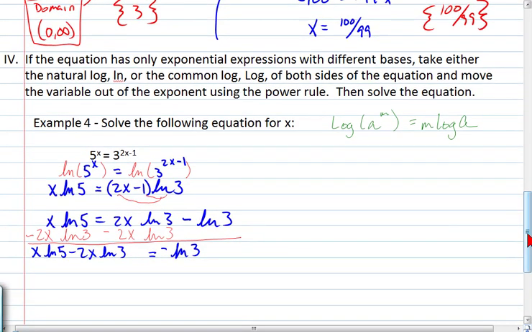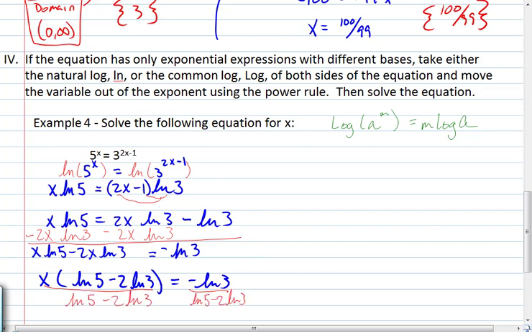Anyway, now that we have just one variable on, we can factor out one variable on the left, and that gives us the natural log of 5 minus 2 natural log 3 equals negative natural log 3. These are just numbers. And I can divide this off and get the x by itself. What you do to one side, you have to do to the other. At this point, I'm going to move it up here, and our exact answer is this. x equals negative natural log 3 over the natural log of 5 minus 2 natural log 3.